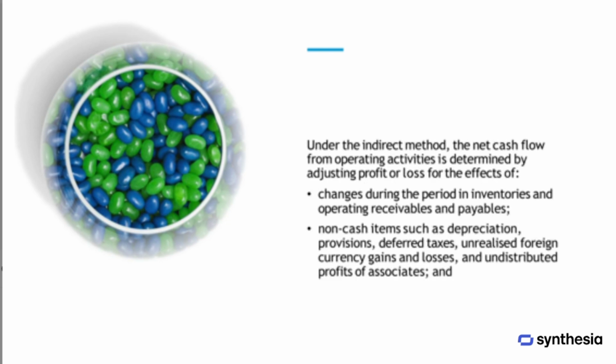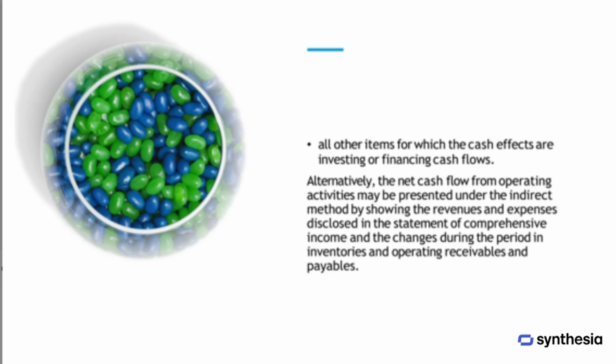Under the indirect method, the net cash flow from operating activities is determined by adjusting the profit or loss for various factors. These adjustments include changes in inventories, operating receivables, and payables during the period. Non-cash items such as depreciation, provisions, deferred taxes, unrealized foreign currency gains and losses, and undistributed profits of associates are also considered in the adjustments. Additionally, all other items with cash effects related to investing or financing activities are taken into account.